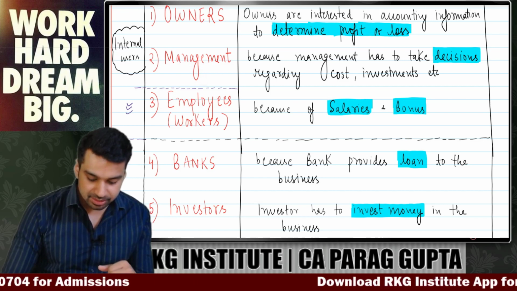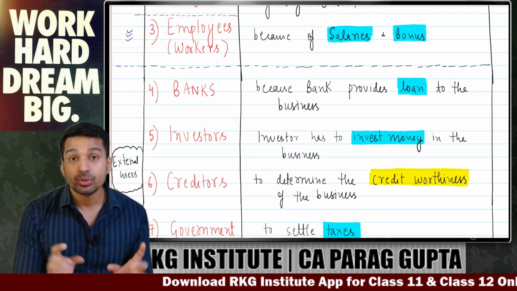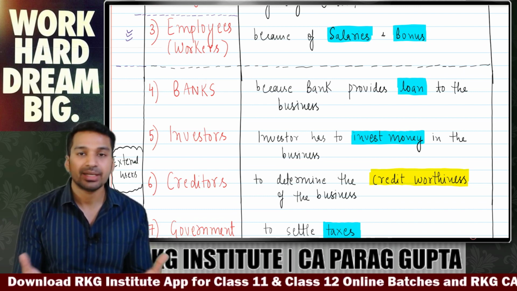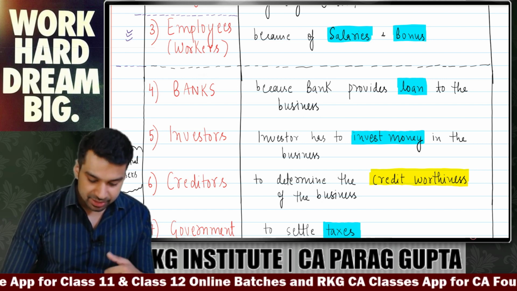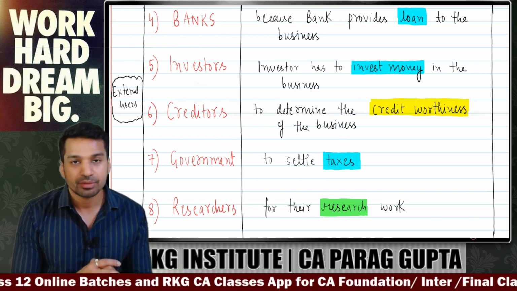Banks, why are they interested? Banks have given us the loan. Now they want to ensure that their money will be repaid on time. That is why they are interested in our accounting information. Fifth, investors. Investors want to invest their money into our business. That is why they are interested in our accounting information.